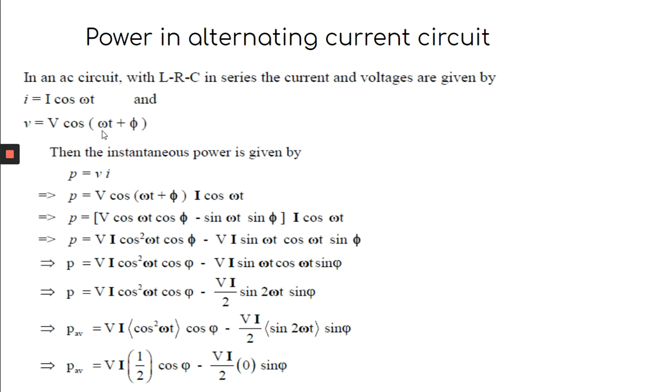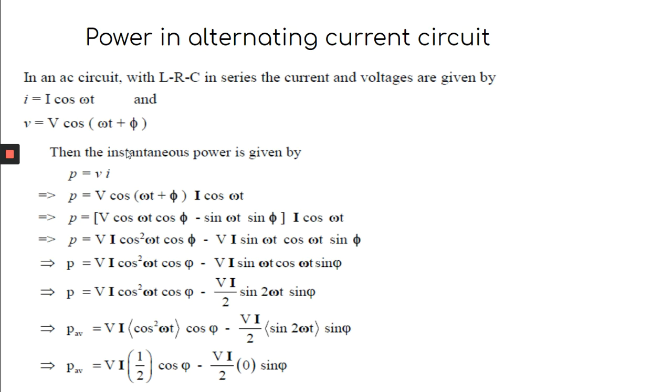What is power? Power is voltage into current. Here also, let us find out what is instantaneous power. At any time, what is the power supplied? If the voltage is v, then the current is i. So the power supplied is also v into i. So v is V cos(omega t plus phi), into I cos omega t.